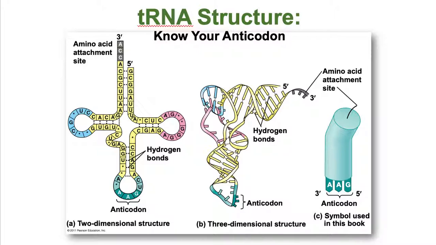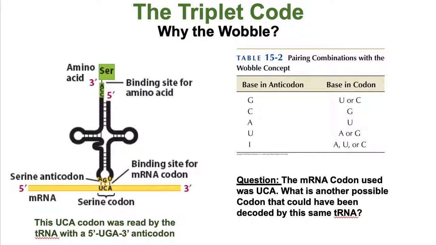So G, if it's in the wobble position, can base pair with U or C. C can only base pair with G, and A only U. But U can base pair with A or G. And inosine, which is a modified base, we won't go into detail about how that's made, can base pair with A, U, or C.